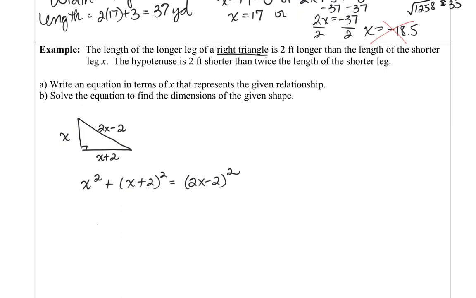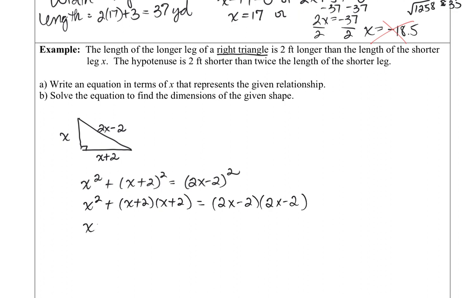Now this one's going to be more work, right? Because this one's okay, but this one I have to multiply out. And if you need to, go ahead and write this as x plus 2 times x plus 2, and 2x minus 2 times 2x minus 2, so that you don't make a mistake with your multiplications, then do it.